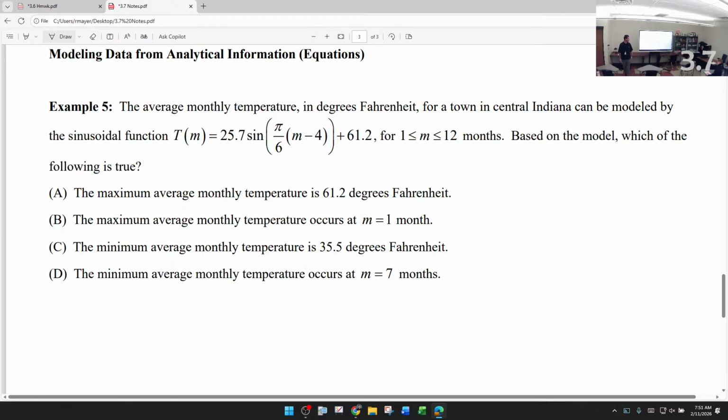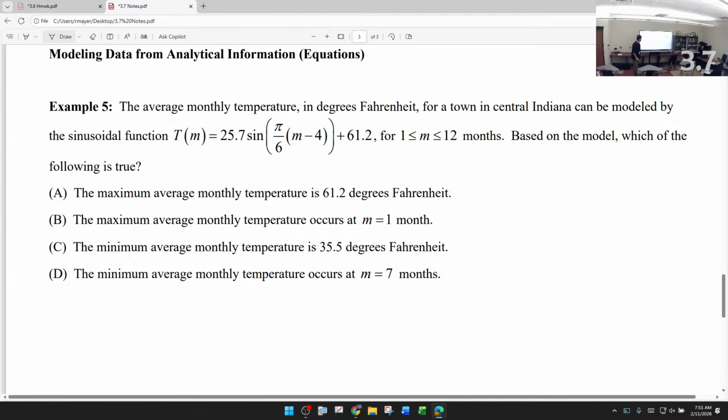The average monthly temperature in degrees Fahrenheit from a town in central Indiana can be modeled by a sinusoidal function. Holy cow. This one, my guess would be a calculator question. It's already looking like it. You've got 25.7. You've got pi over 6. You've got m. M is the month. It tells me right there. Minus 4. So this thing shifted 4. Positive 61.2. Yuck.